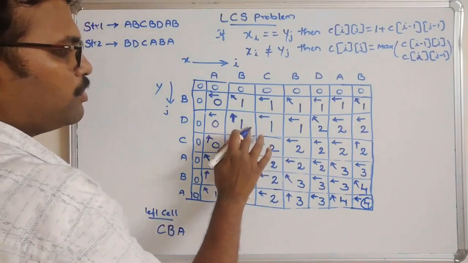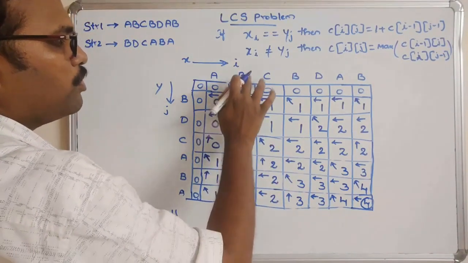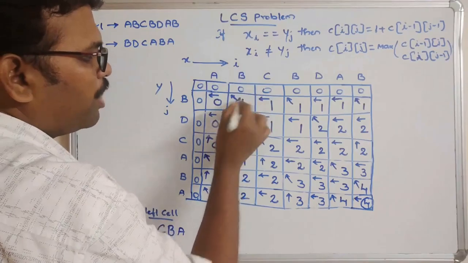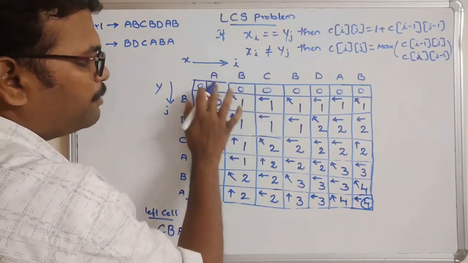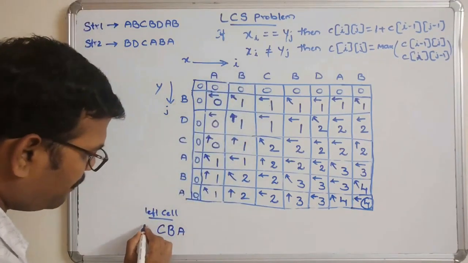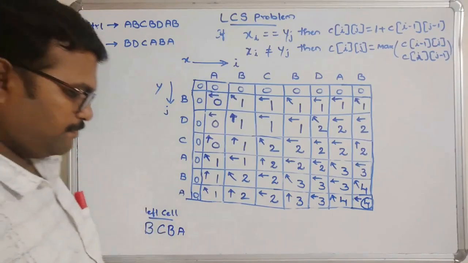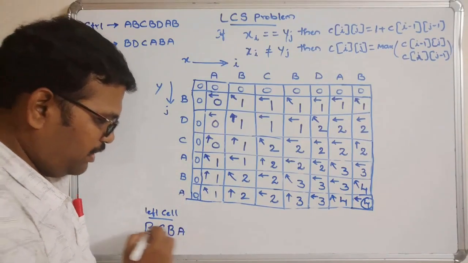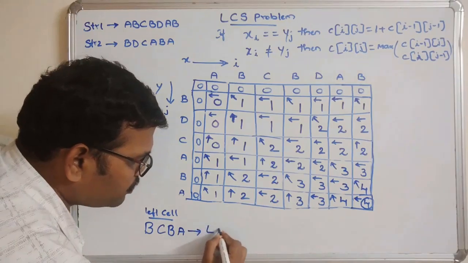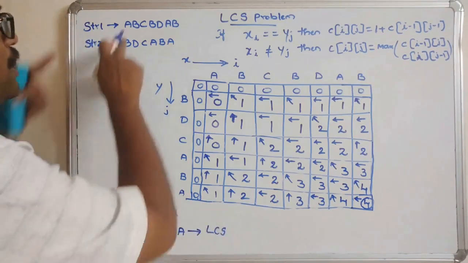1. So this we have considered 1. So here this cell we had got from A. It was updated. That means a change. So we have to consider this a B. Okay, the left cell. This is the longest common subsequence among these two strings.